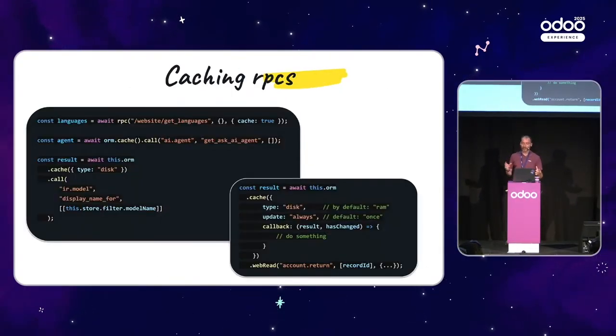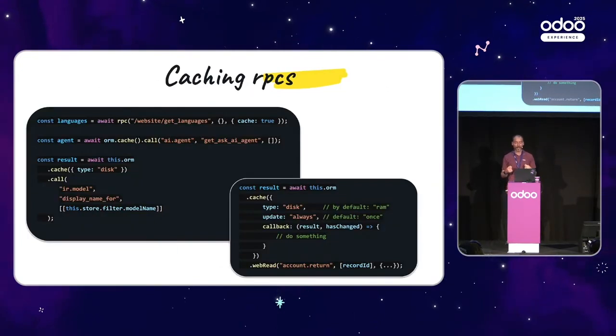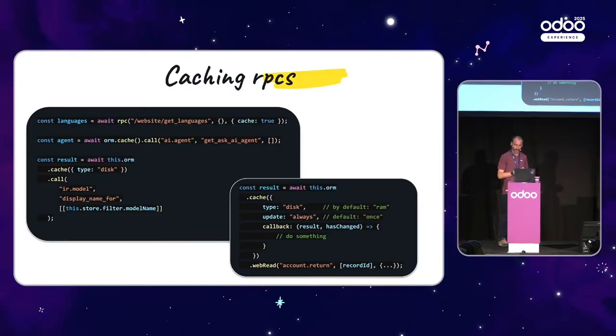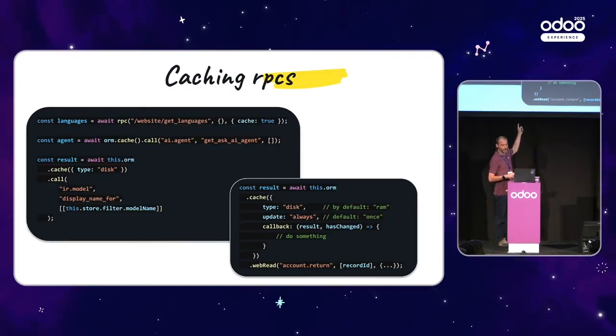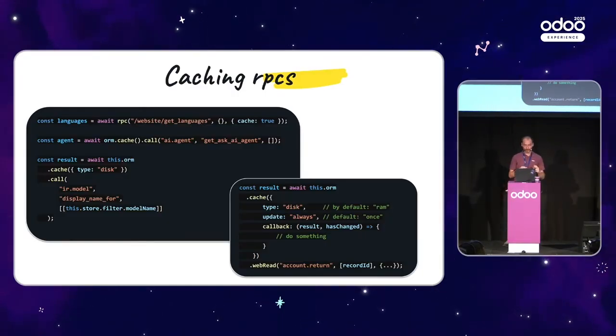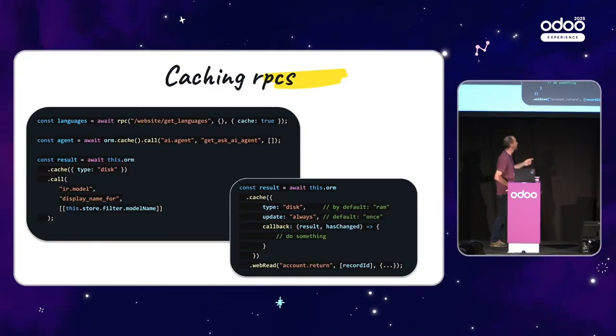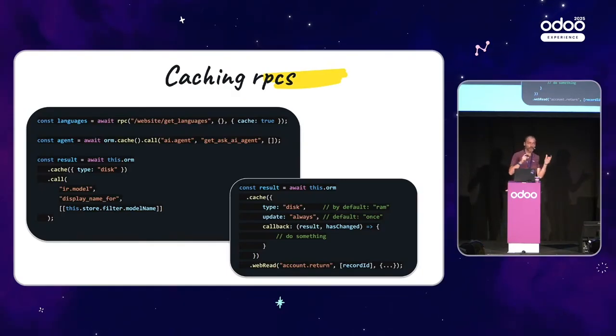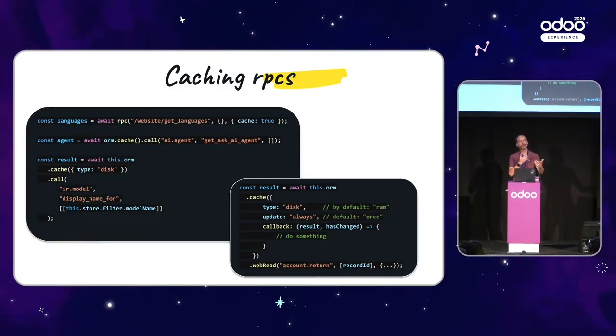But basically, we added a few more possibilities to existing functions. The RPC and the ORM functions now have the possibility to define a cache. You can see there is this dot cache here and here as well. And you can parameterize if you want a cache on a disk or just in RAM, in memory. Or you can also have an update mode. So when you get a value from the cache, you will be notified. The RPC will be done anyway, but you will be notified if there is new data on the server.